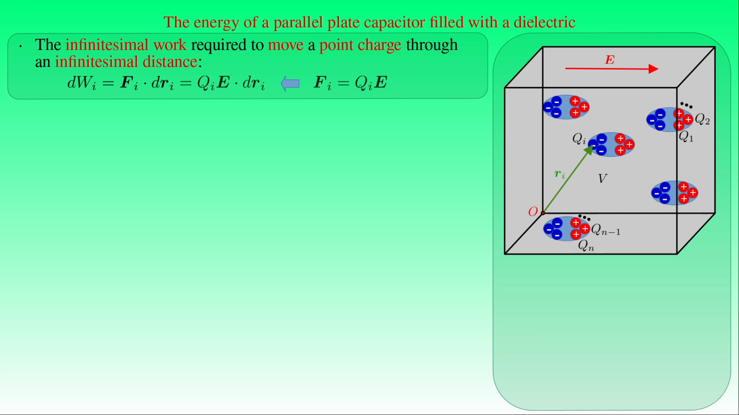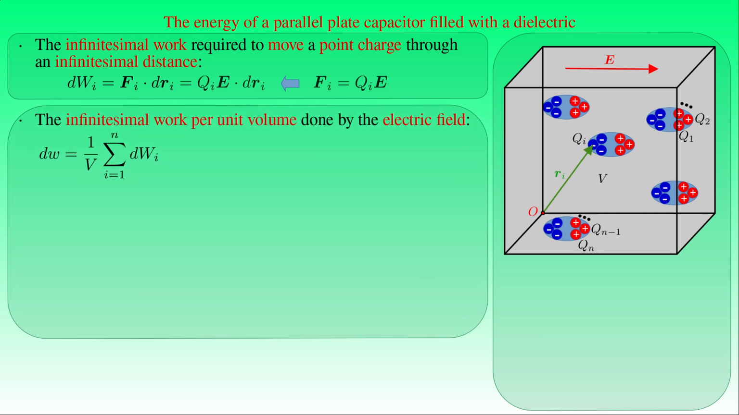Then dW, denoting the infinitesimal work per unit volume done by the external electric field E to produce the infinitesimal displacements dRi for all the point charges Qi, is equal to 1 over the volume V enclosing the molecules, times the sum of the infinitesimal work dWi from i equals 1 to n for each point charge within the volume V. Hence, the infinitesimal work per unit volume is given by 1 over V, times the sum of Qi times the dot product of the vectors E and dRi from i equals 1 to n.